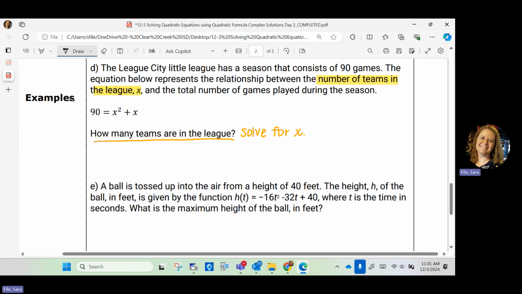Subtract that 90 over to the other side, right? To get it equal to 0? Because that's how I'm going to use Desmos. If I'm going to type this equation in Desmos, I need to have it set equal to 0. So I'm going to move that.